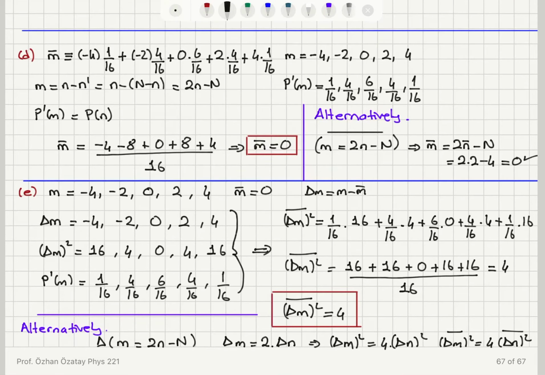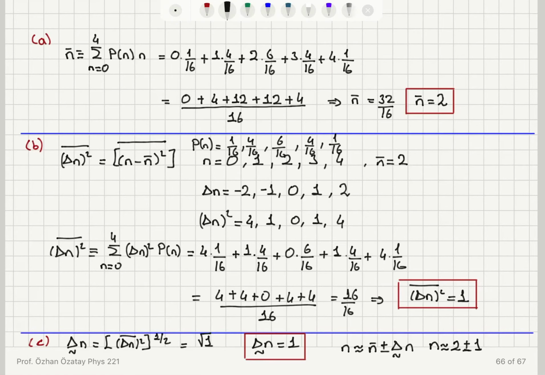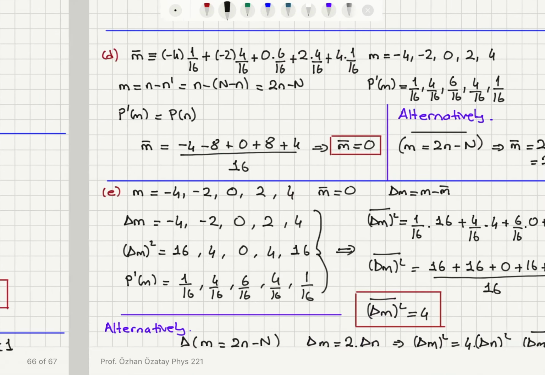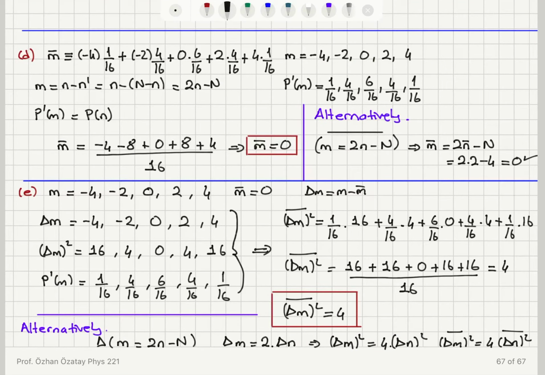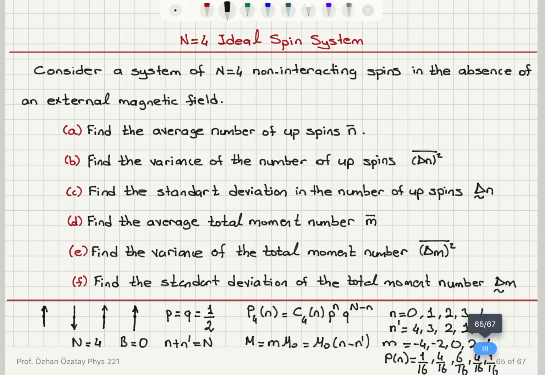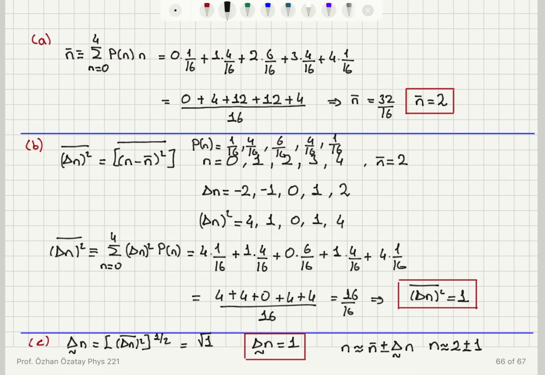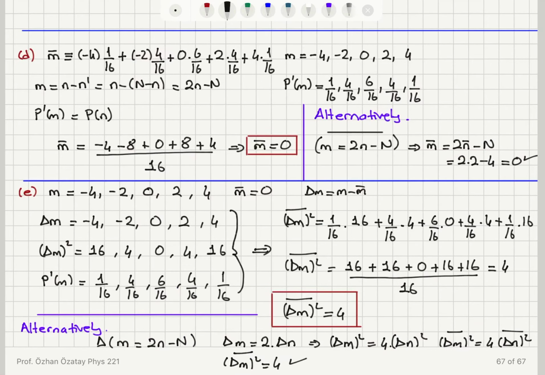What was the variance of n? It was 1. So this is 4 times that. Therefore, the variance in the total moment number should be equal to 4, as expected from part E. And finally, in part F, I would like to know the standard deviation in the total number. Well, that's very easy, so let me just do that here.